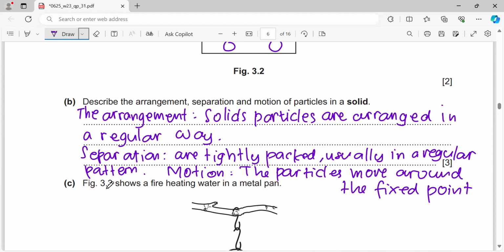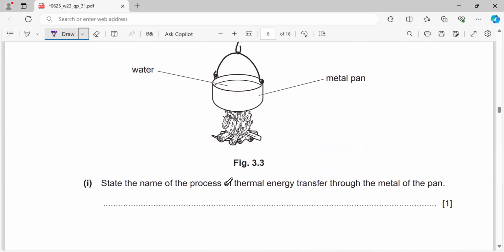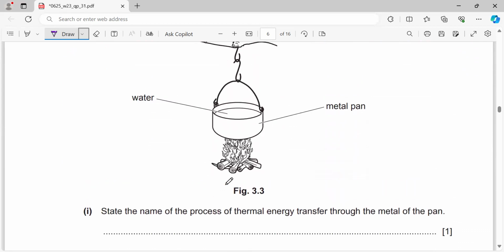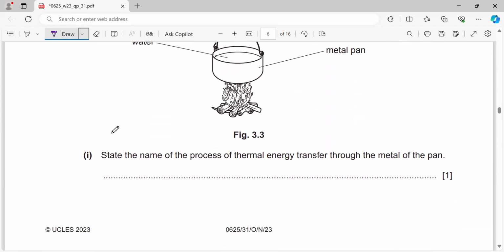Figure 3.3 shows a fire heating water in a metal pan. State the name of the process of thermal energy transfer through the metal of the pan. It is conduction, because this process of conduction is the transfer of thermal energy between two objects by direct contact. Yeah, that's conduction.